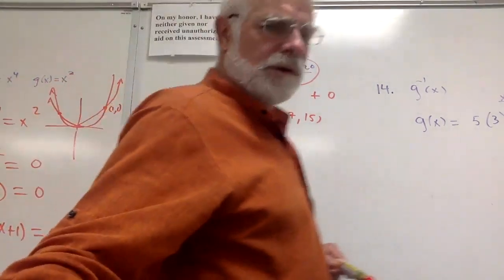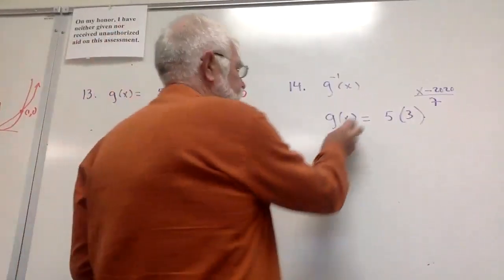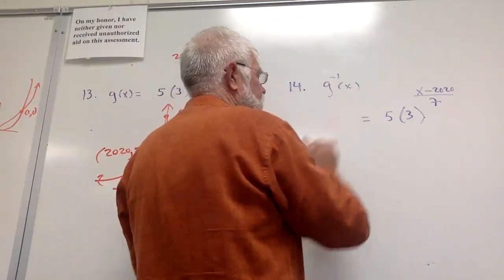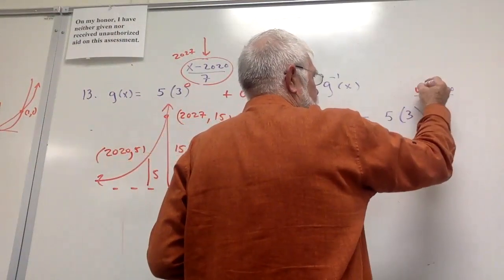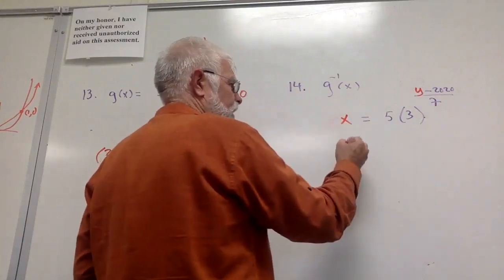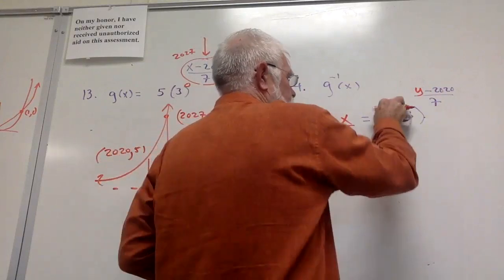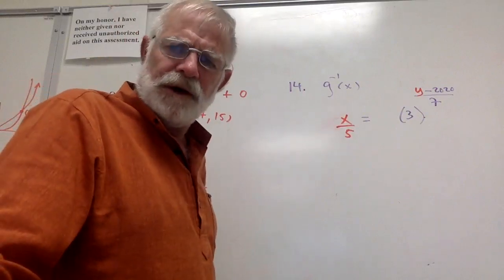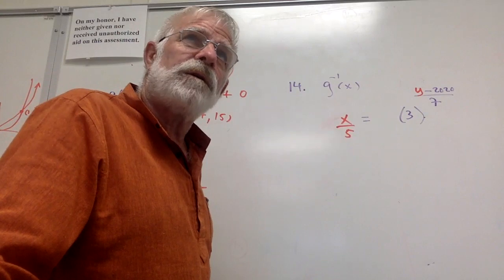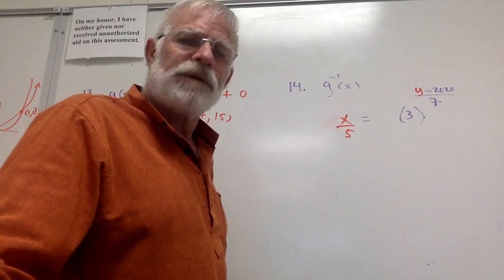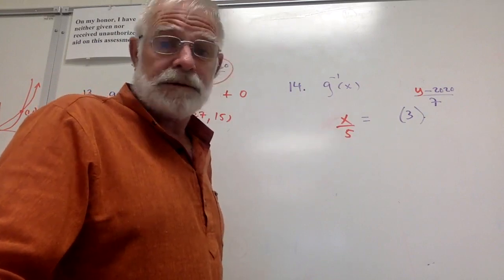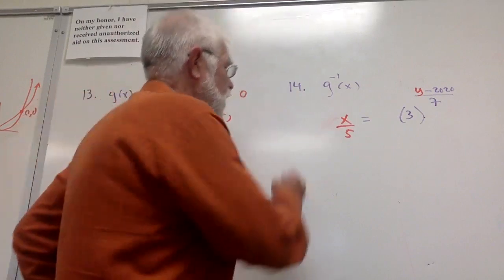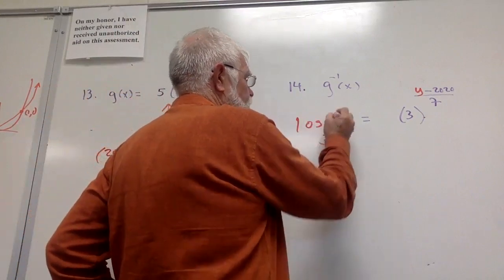What's the inverse of this critter? Well, the inverse is to change g of x to y equals. And then you're going to change your x's to y's and your y's to x's. The first thing you're going to do is divide by 5. And then the next thing is to undo 3 to the. I wonder what the inverse of 3 to the is. Well, the inverse of e to the is ln of. I got a feeling the inverse of 3 to the is log base 3 of. So I have to do log base 3 of that.